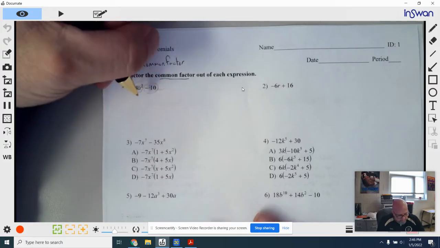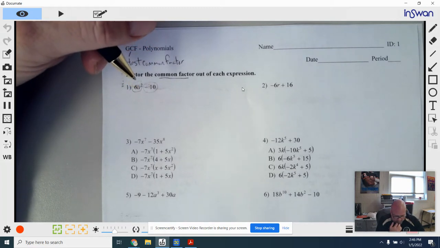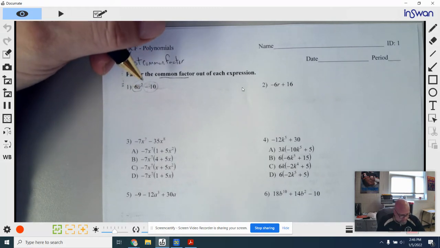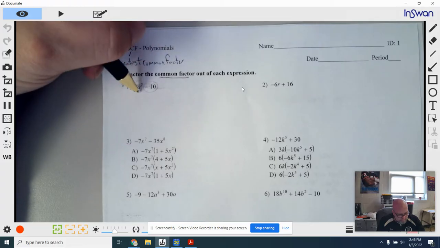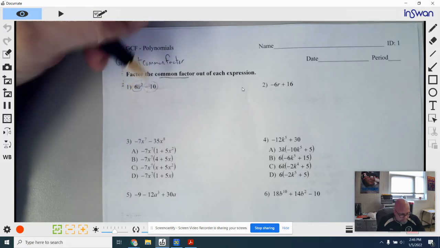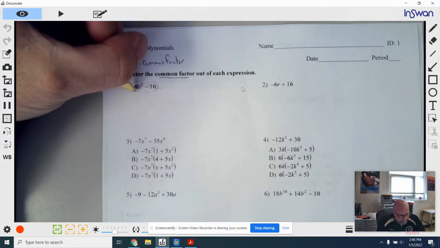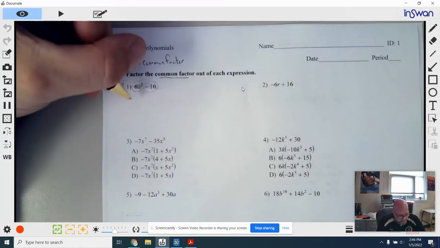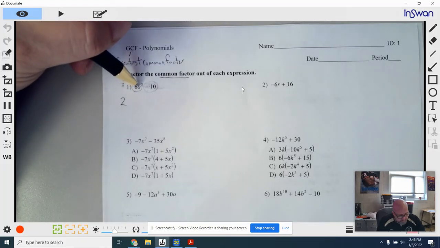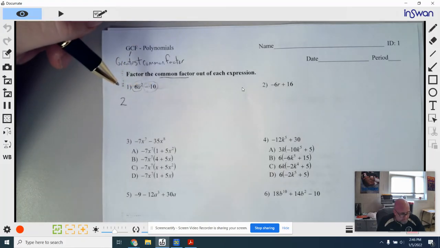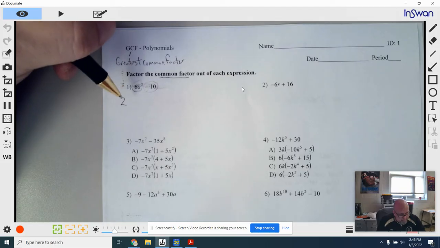Okay, so I need to look at these two pieces individually. 6a squared and then this 10. And I'm not really concerned about that negative right now. But I'm thinking, what is the biggest number that can go into both of these evenly? And you do have to take into account the variables as well. In this case, I see 6a squared and 10. Well, 2 is the biggest number that goes into both of those numbers evenly. So I'm going to factor out a 2.